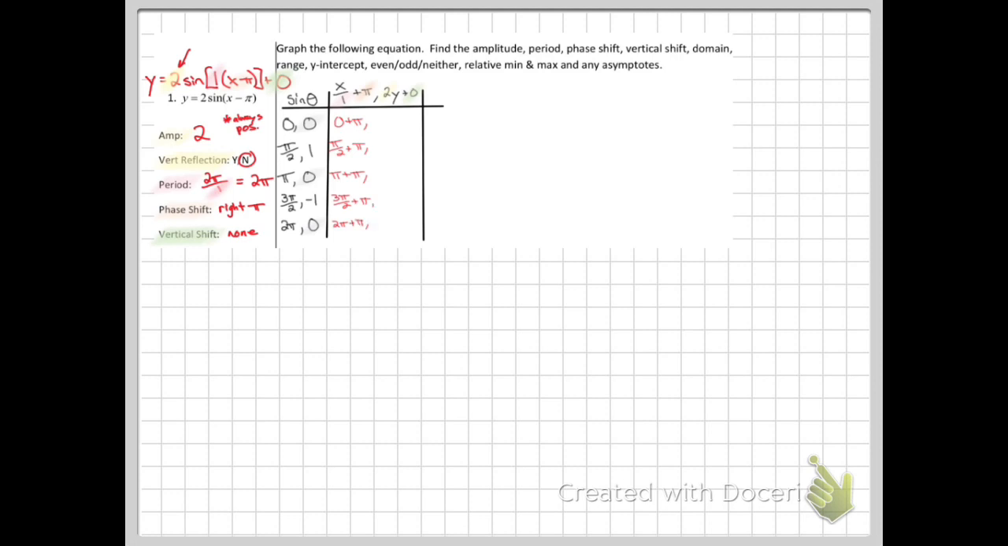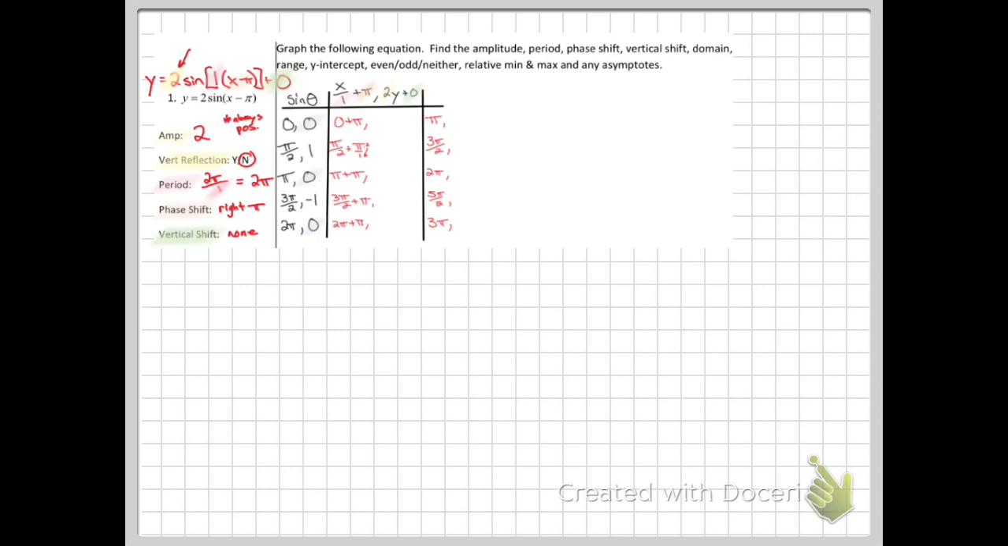Let's finish the x's first. So that's going to give me pi. You're going to need to practice some fractions here. Remember, this is over 1, so times 2 on top and bottom, hopefully in your head. So that's pi over 2 plus 2 pi over 2, which would be 3 pi over 2. It's 2 pi. 3 pi over 2 plus 2 pi over 2 is 5 pi over 2. And then 2 pi plus pi is 3 pi.